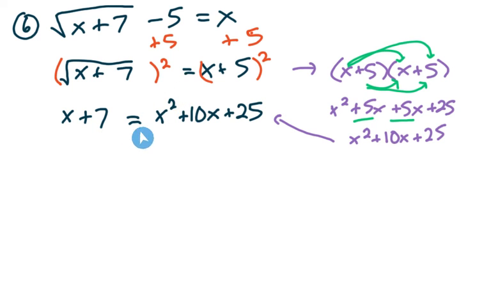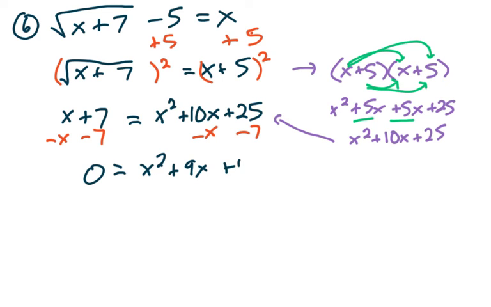Now here we're left with a quadratic term, so we're left with x squared. Anytime we have an x squared in our problem, we always want to make it equal 0, so that we can solve this using one of the methods that we already know. So to do this, I need to get rid of this x plus 7. So I'm going to subtract an x from each side, and I'm going to subtract 7. So on the left side, we'll have 0. And on the right side, we'll get x squared plus 9x plus 18.